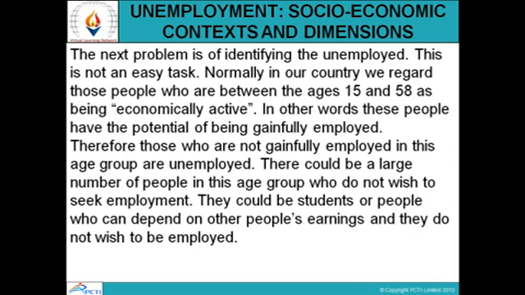The next problem is identifying the unemployed. This is not an easy task. Normally in our country, we regard those people who are between the ages 15 and 58 as being economically active. In other words, these people have the potential of being gainfully employed. Therefore, those who are not gainfully employed in this age group are unemployed. There could be a large number of people in this age group who do not wish to seek employment, such as students or people who can depend on other people's earnings.